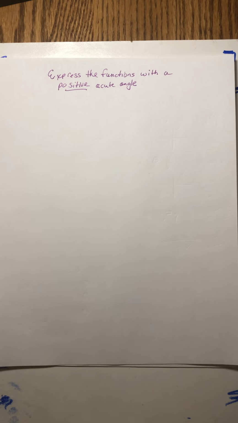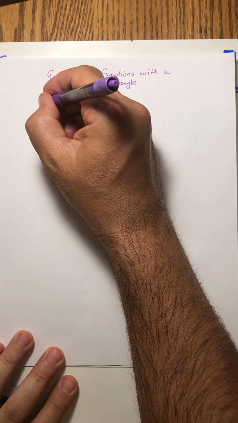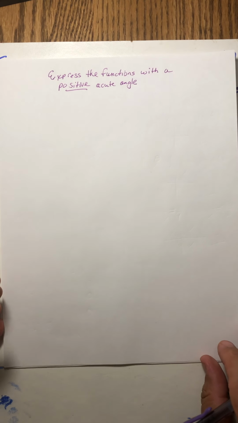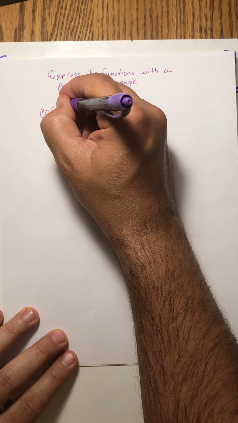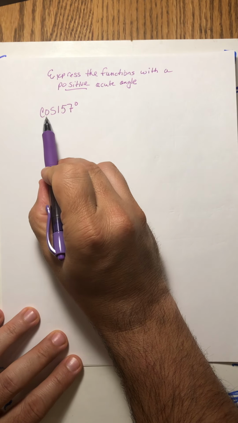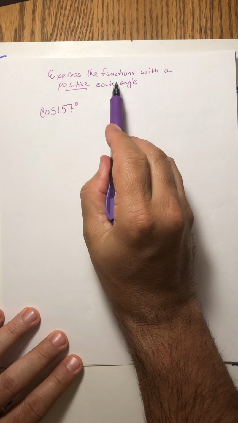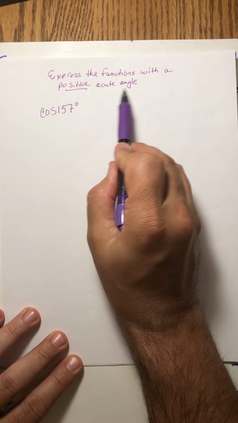All right, class, today we're going to be looking at expressing the trig functions with a positive acute angle. So what do we mean by that? First of all, we're going to look at the cosine of 157 degrees. We're going to rewrite this as a function with a positive acute angle.